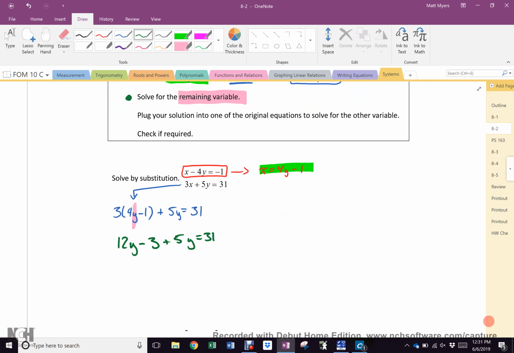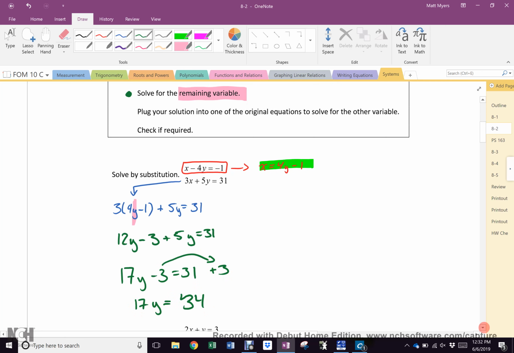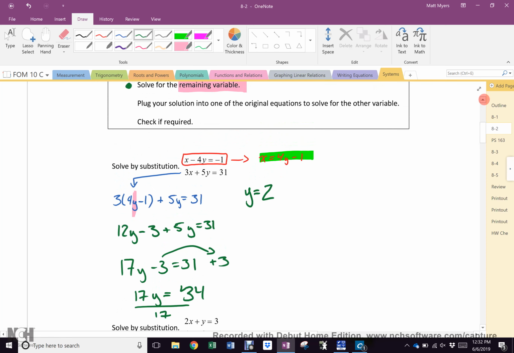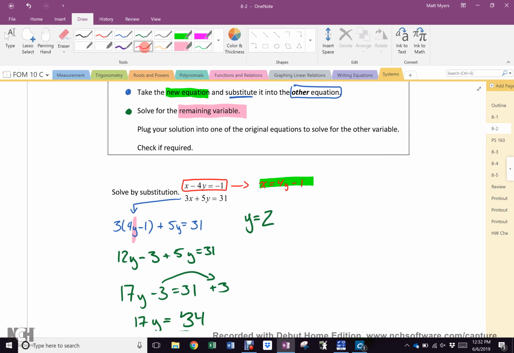Collect like terms. What do I have there? I got 12y plus 5y. How many y's? 17y's minus 3 equals 31. Now what? Isolate y. So what's happening? Move the 3 over. 17y equals 34. Then what? Divide by 17 to get y equals what? Which is? I'll wait. 2.